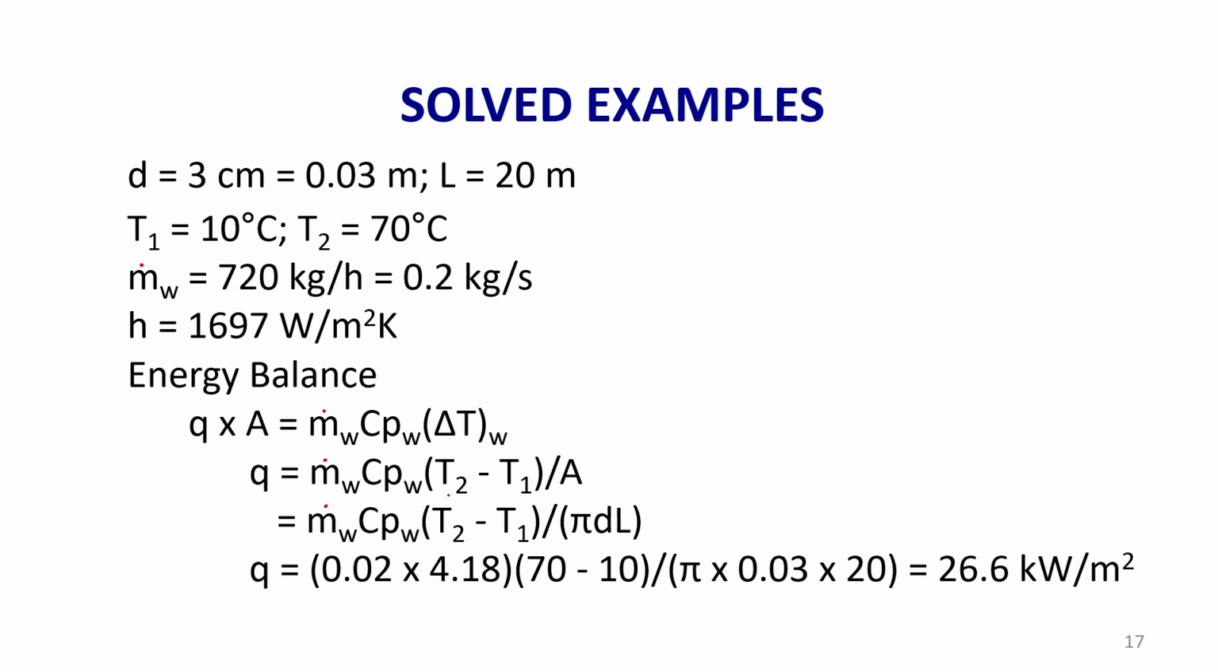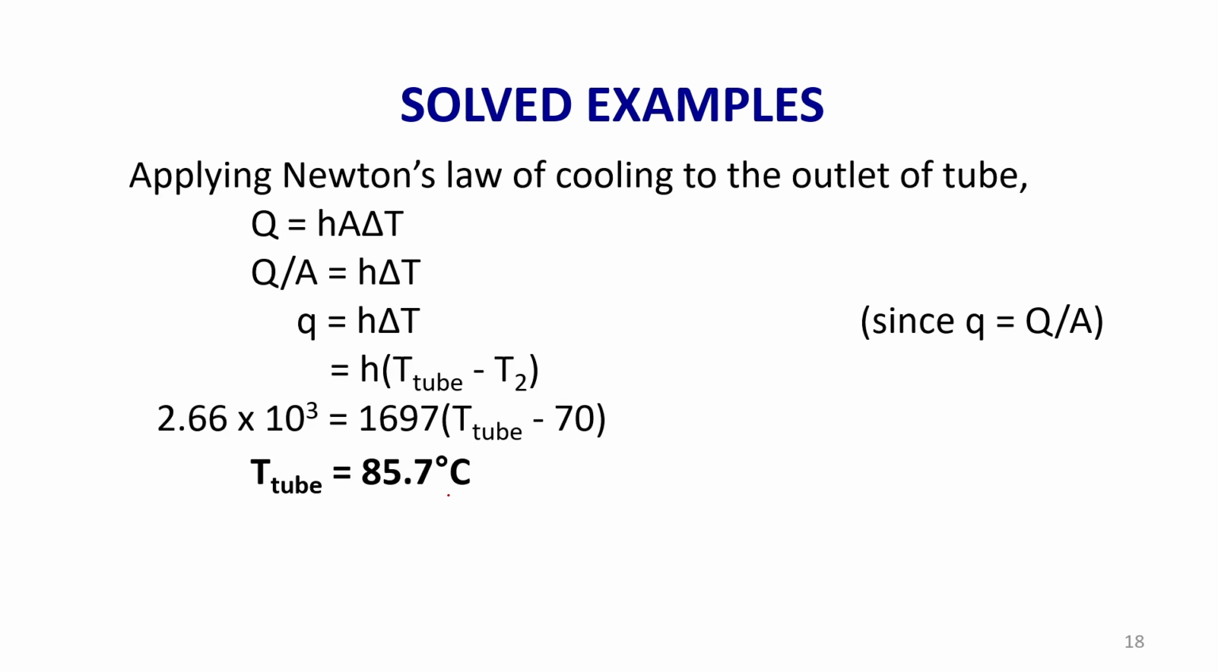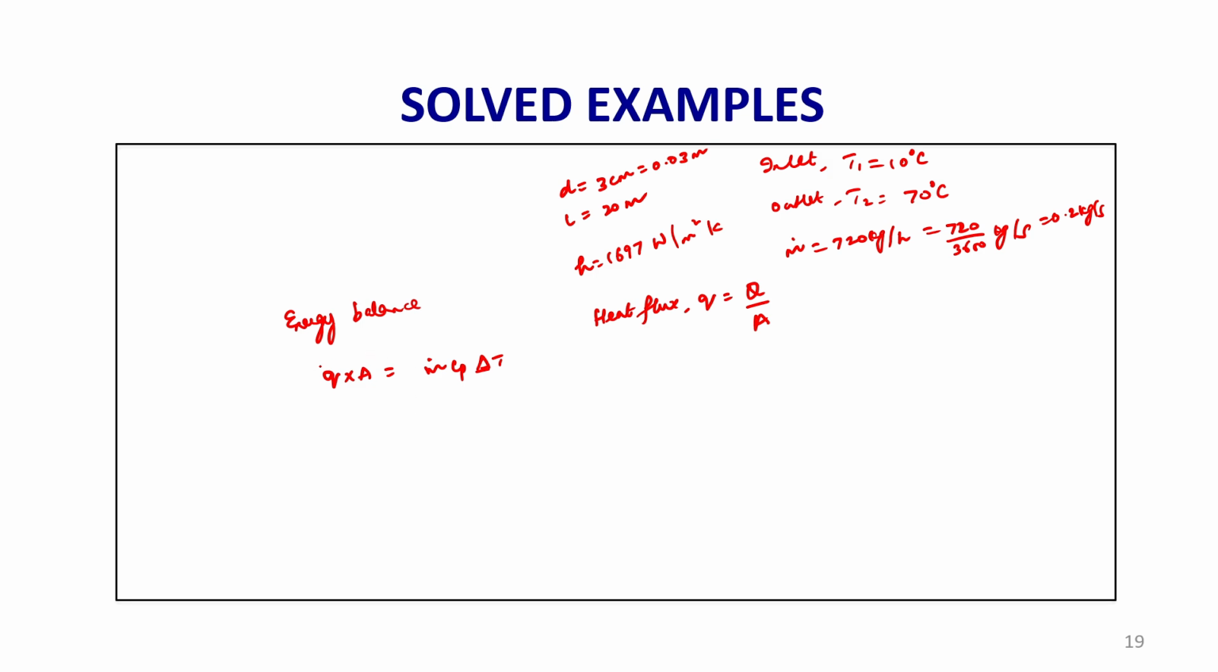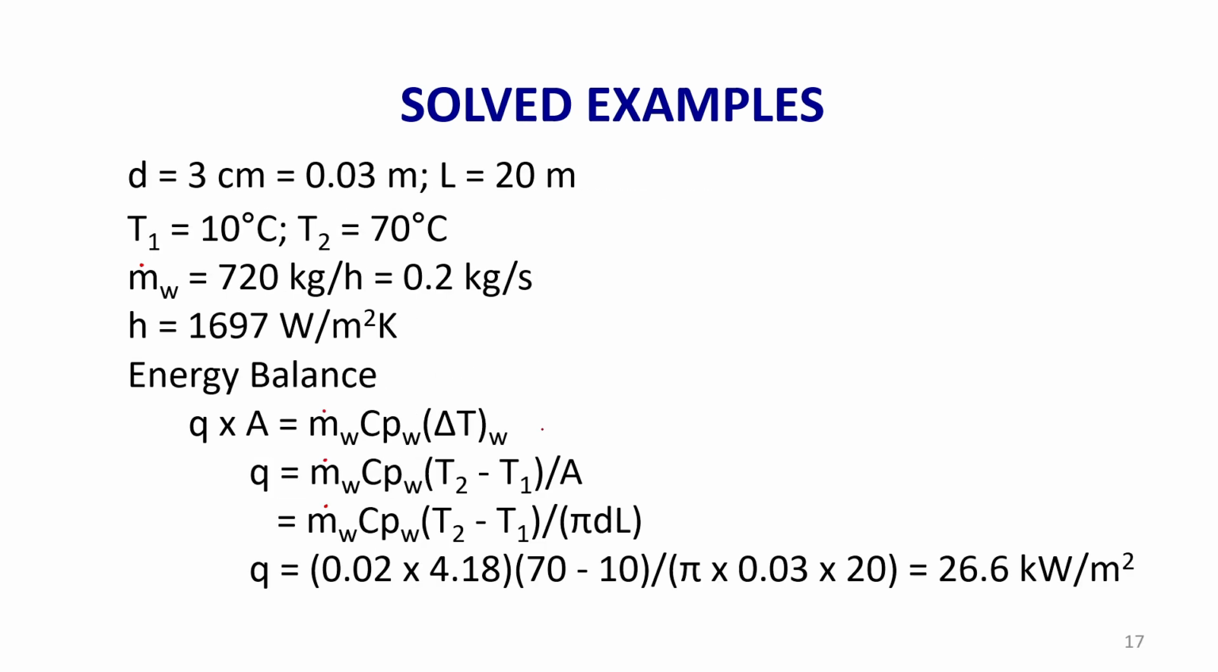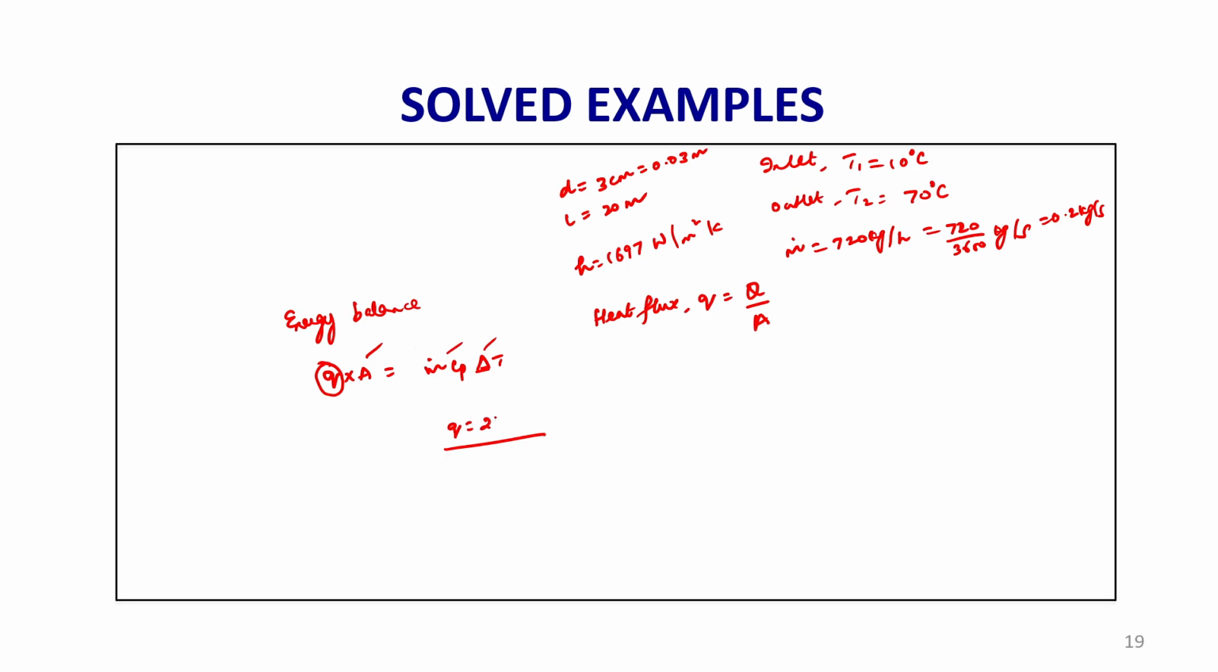So, that will be 26.7 kilowatts per meter square. Using this formula you can find this Q value. All the values we know, m Cp delta T, m dot is given, m dot should be substituted in kg per second. So, we are getting Q as 26.6 kilowatts per meter square.